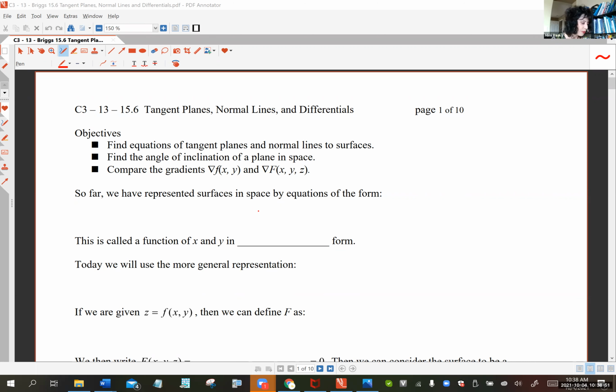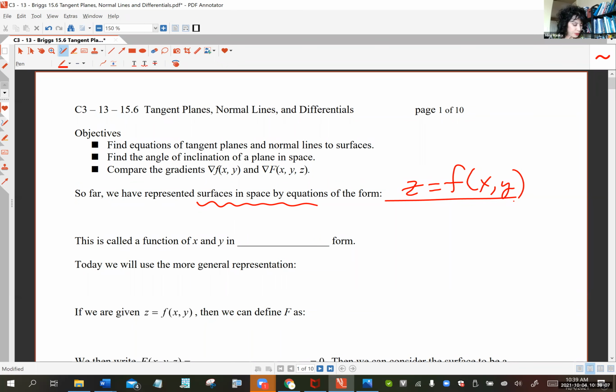Okay, so what do we know so far? Let's do a quick recap. We have represented surfaces in space by equations of this form right here: little z is equal to little f of x comma y. And this is known as explicit form. It's where the z is on one side and the x's and y's are on the other. It's great, and it works. Well, we're going to look at a more general representation today, and this is sort of the key for this section.